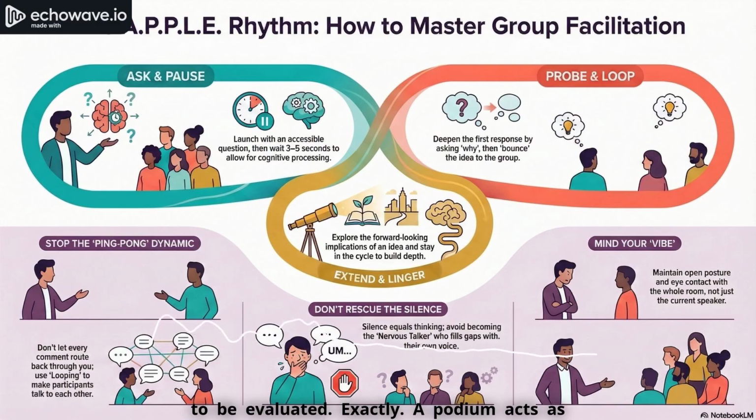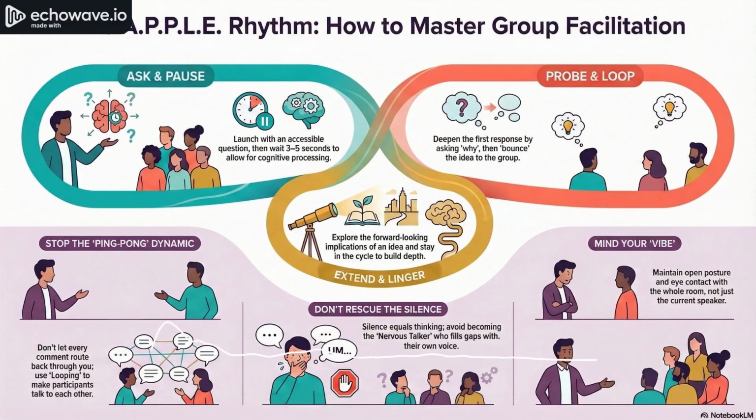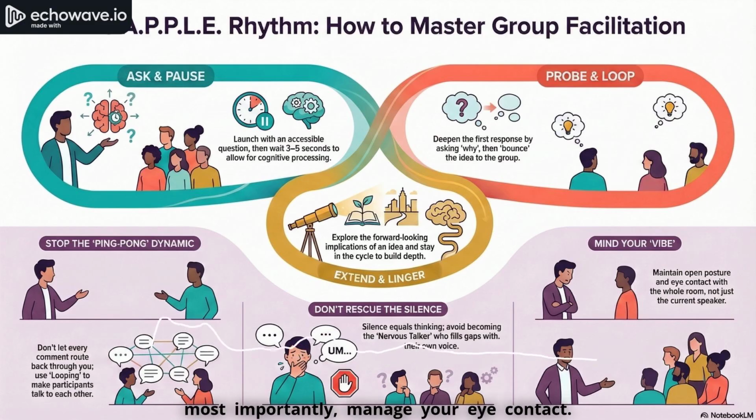Exactly. A podium acts as a literal shield. It creates a physical barrier that reinforces that ping-pong leader dynamic we talked about. The framework advises leaders to actively dismantle those barriers. So what should they do instead? Sit down if you can. Lean forward. Keep your posture open. And most importantly, manage your eye contact.